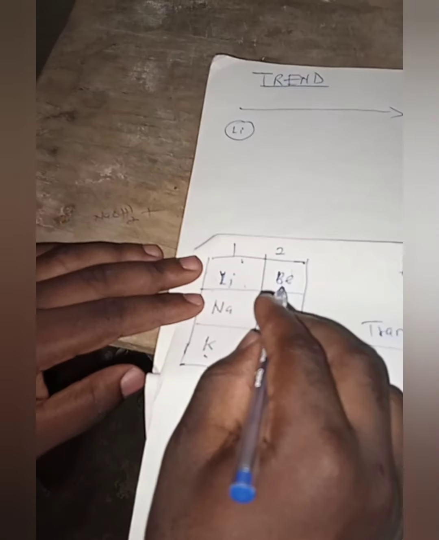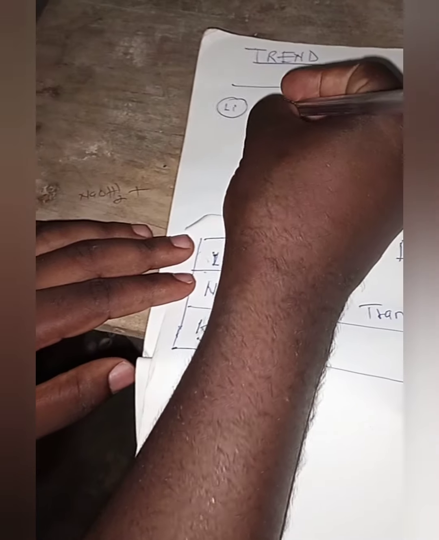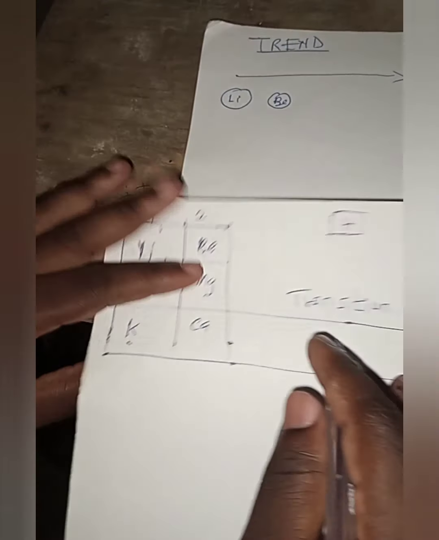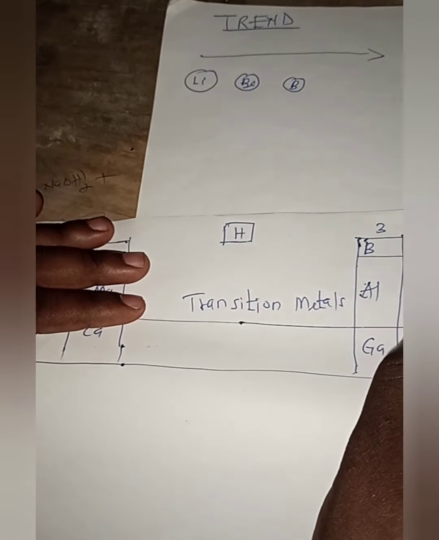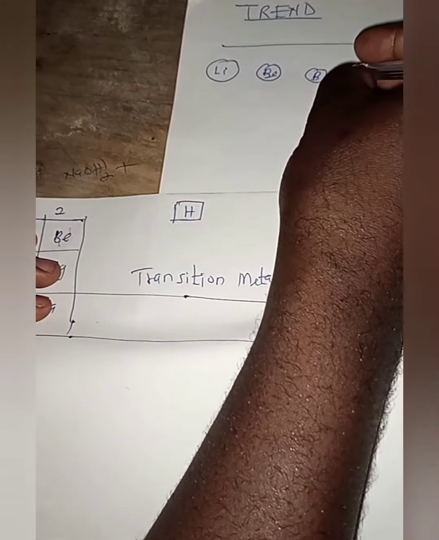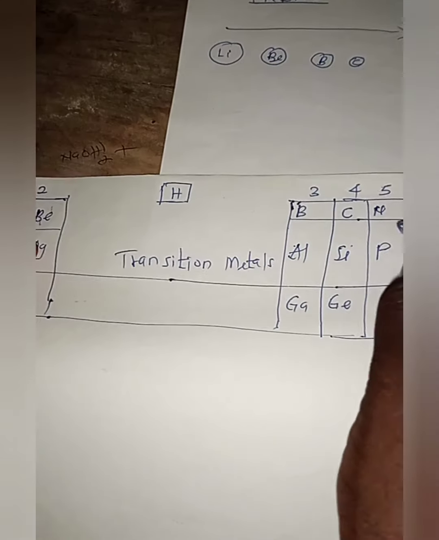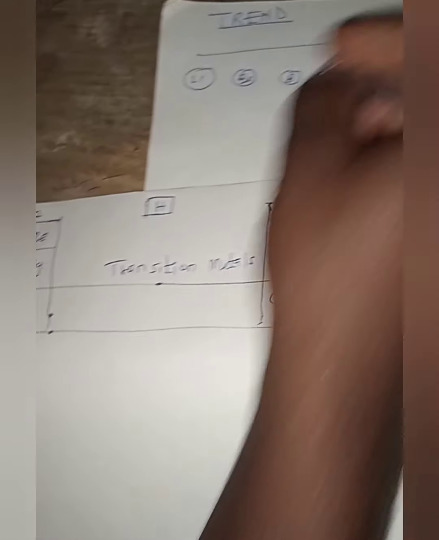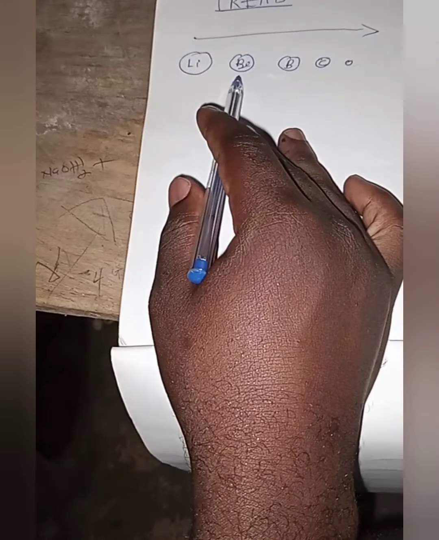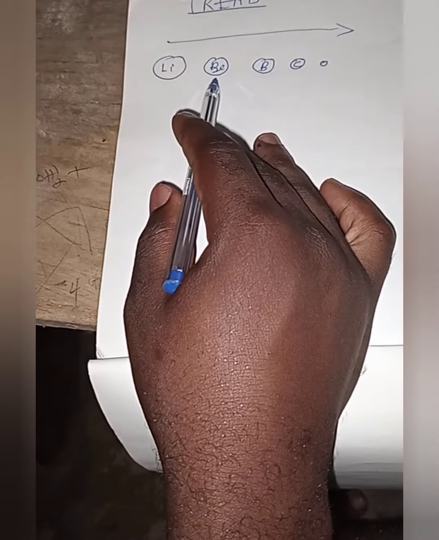So let's take lithium, for example. Let's say this is the lithium atom, followed by beryllium. Let's say this is the beryllium atom, Be. Followed by boron. This is the boron atom, B. Followed by carbon, and then nitrogen. So when we go across the period from left to right, the atomic size decreases.